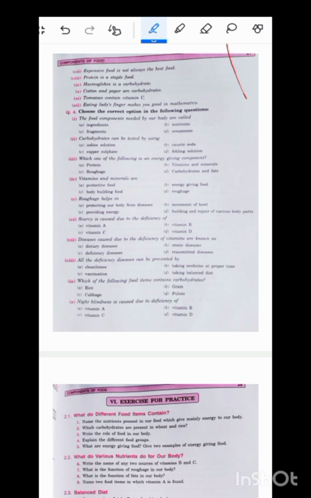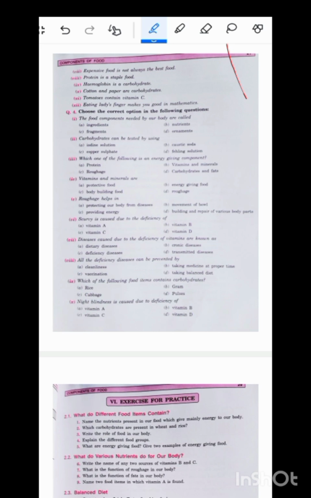Hemoglobin is a carbohydrate. False. Hemoglobin contains iron in it. Cotton and peppers are carbohydrates. Yes, it is true. It is basically starch. Tomatoes contain vitamin C. Yes, it is true that it is a citrus kind of food. Eating lady's finger makes you good in mathematics. If it was true, then the sale of lady's finger would go high, but it is false, unfortunately.